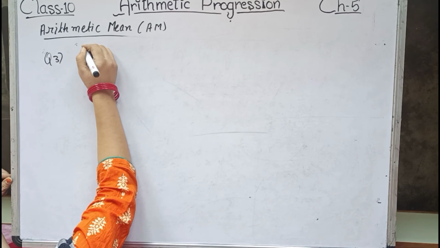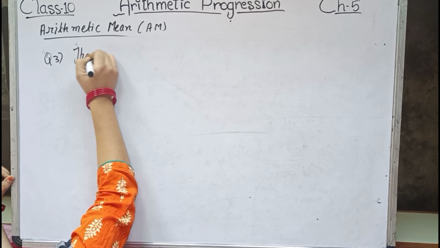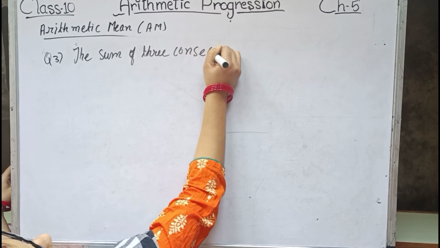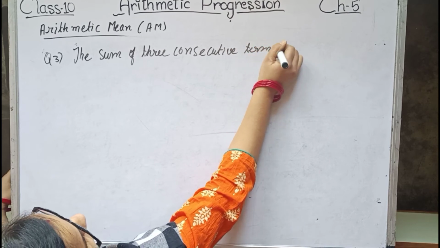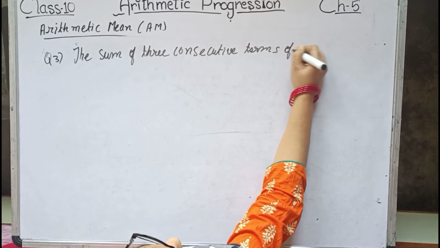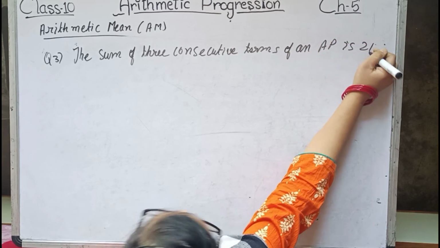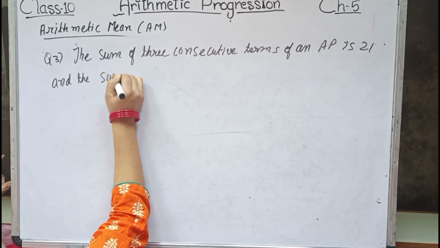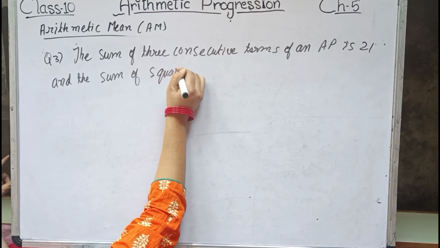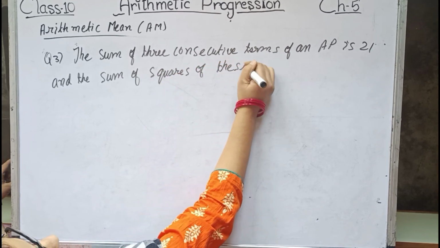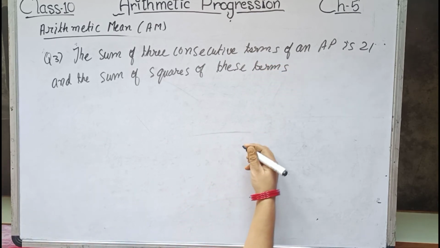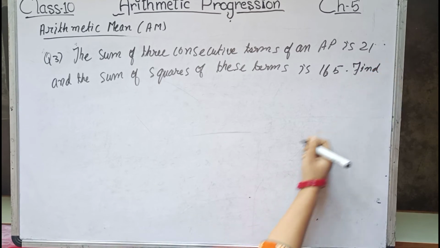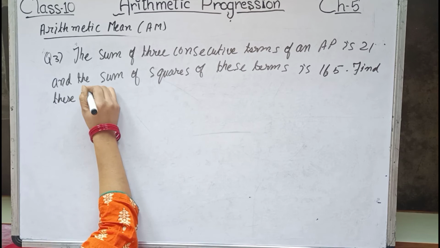Question number 3. The sum of three consecutive terms of an AP is 21 and the sum of the squares of these terms is 165. Find these terms.